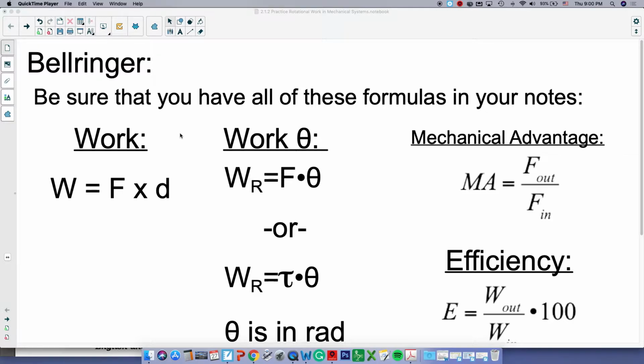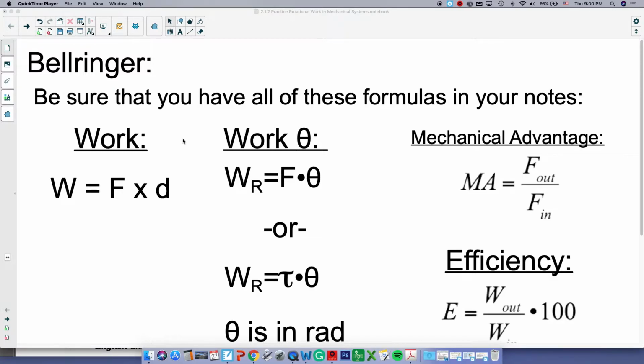You had a worksheet yesterday that dealt with rotational work, and you will be finishing that today if you did not get it done. So for your bell ringer, you want to write all these down in your notes, and we're going to write out what each of these are, what each of the variables are for each equation. Okay, so pause the video please, take a few minutes to write these down, and then start it back up again, and we'll start with the notes.